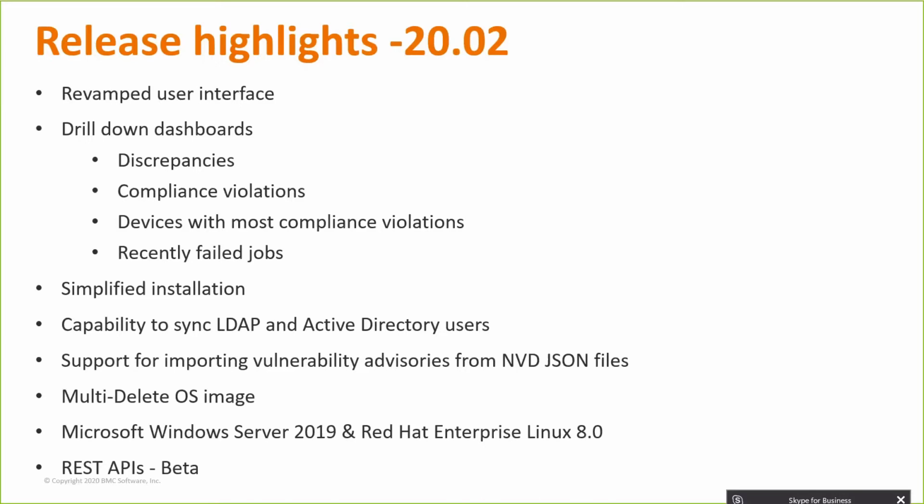The next one is related to support for importing vulnerability advisories from NVD JSON format. NVD in the past used to provide a format which was XML. Recently, I think in August 2019, NVD stopped supporting the XML format. So if you would like to import the vulnerabilities into the system and see which devices in your environment are vulnerable, there was no way of doing it. So we converted the XML format to the JSON format. Now when NVD information is available in JSON format, you can import it to the system.